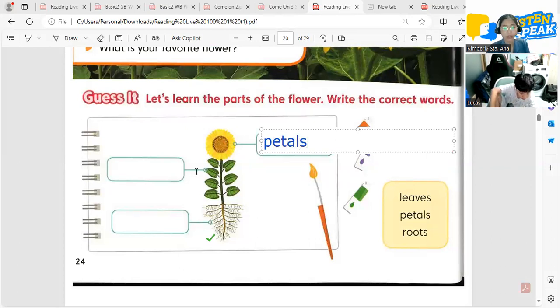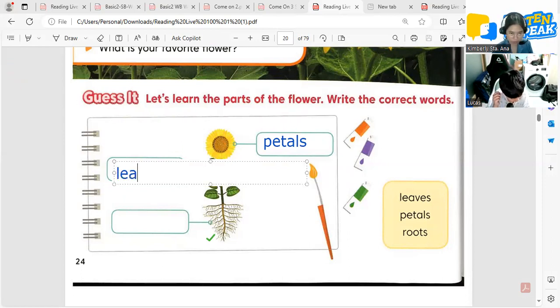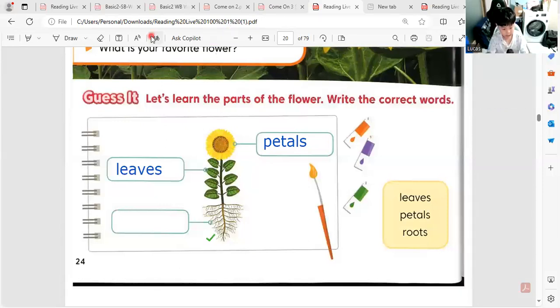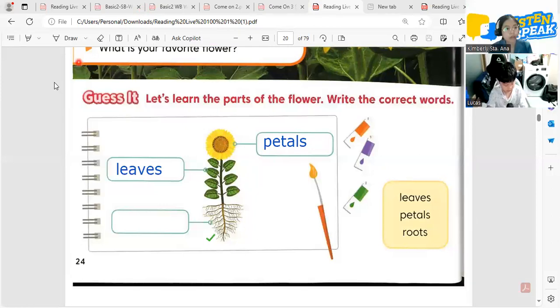How about this one? What is this? Leaves. Can you say leaves? Leaves. Nice work. And lastly, what are these? Roots. Can you say roots? Roots. Okay, that's very nice.